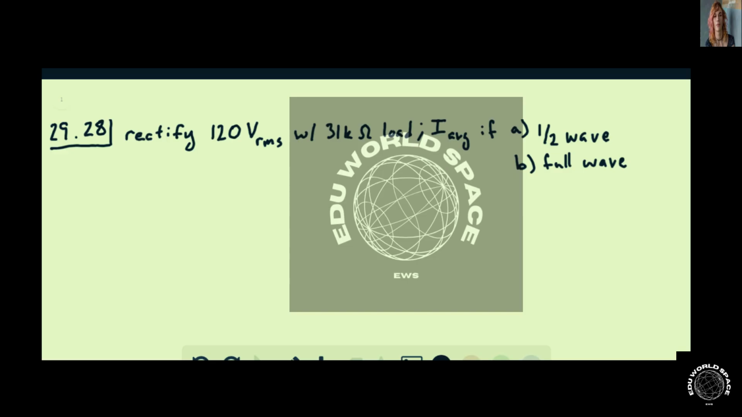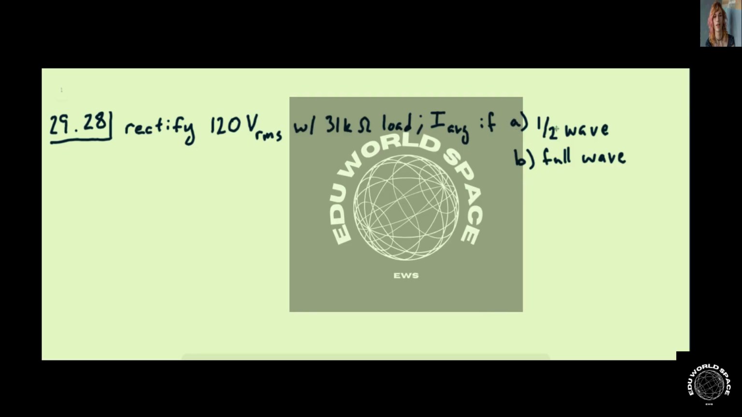29.28, we imagine that we have a 120 volt RMS AC voltage that comes out of the wall sockets in North America, and we want to rectify that and then apply the output of the rectifier to a 31 kilo ohm load resistance. And so then we want to find what the average current through that resistance is going to be without any sort of capacitance to filter things, if we have a half wave rectifier and then if we have a full wave rectifier.